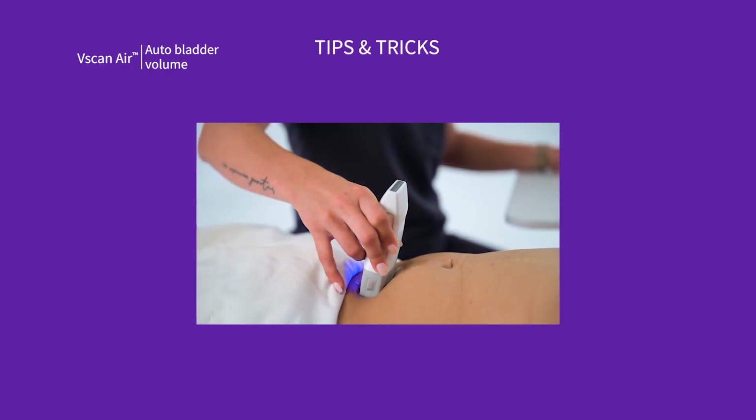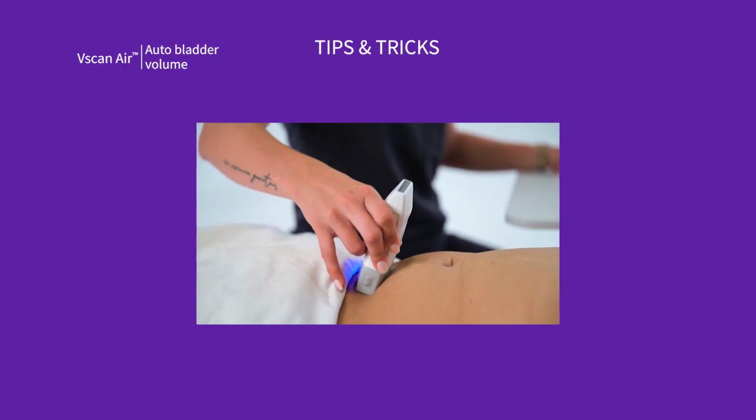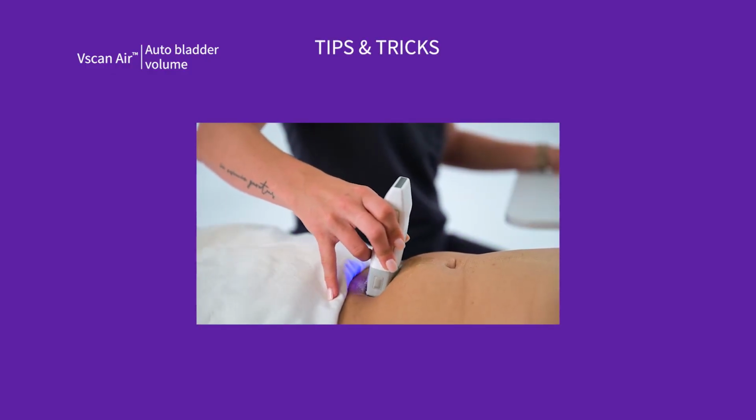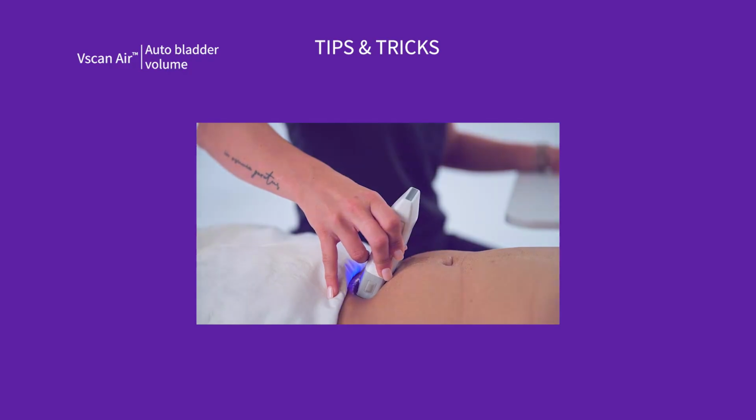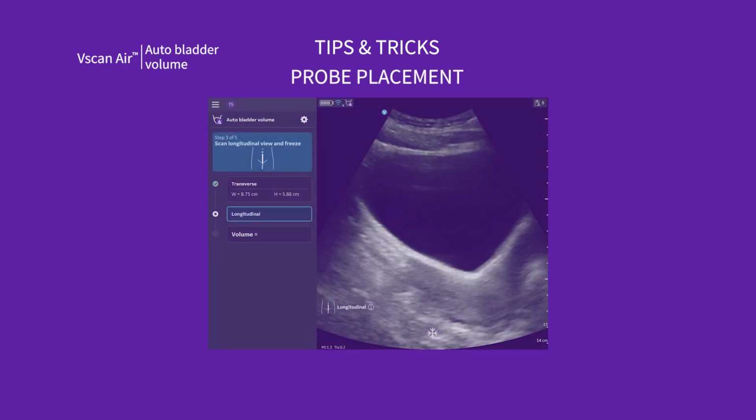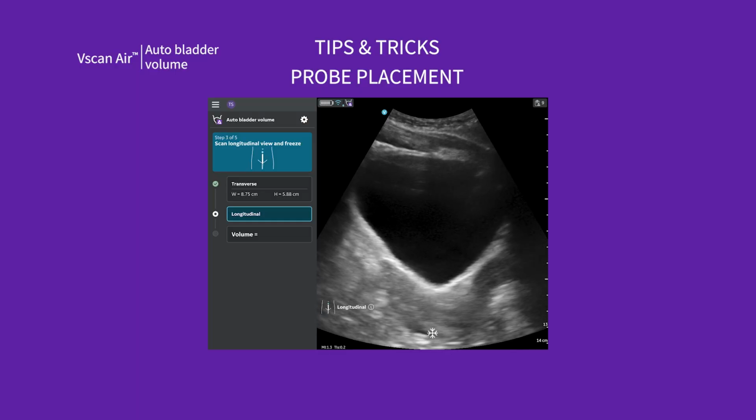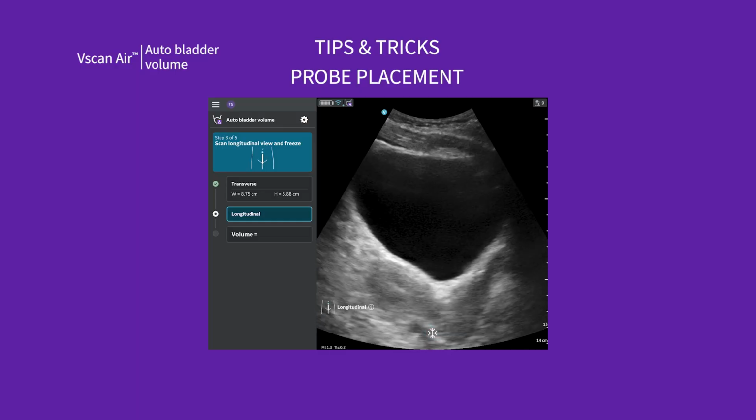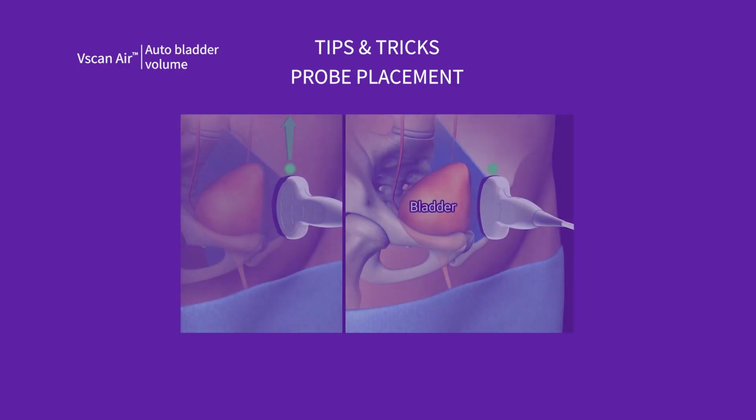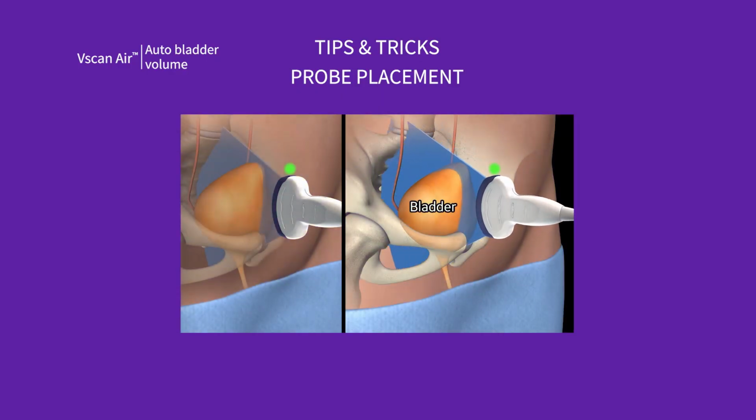Here are some tips and tricks to help you obtain better images of the bladder, and help you better understand bladder scanning using ultrasound. Probe placement. It is important when performing a bladder scan to be certain that you are seeing the entire bladder on the screen. Think of the probe lens as a flashlight beam that needs to point towards the bladder.